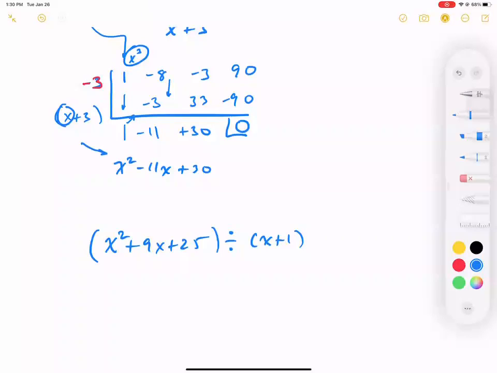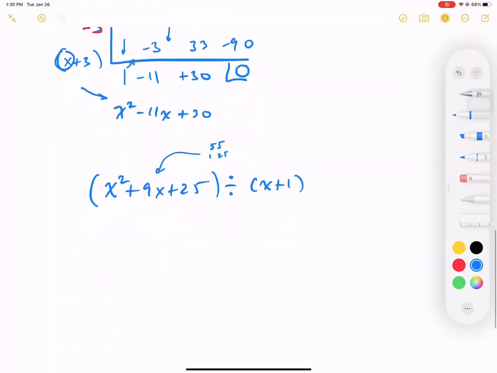X squared plus 9x plus 25 is not factorable. Numbers that make up 25 are 5 and 5, and 1 and 25, and none of those combine to become 9. So I can automatically tell you this isn't factorable, so x plus 1 will not divide cleanly into it. Let's go ahead and write up my synthetic division. I'm going to steal the numbers 1, 9, and 25. I'm trying to divide out x plus 1, so that q would be negative 1.